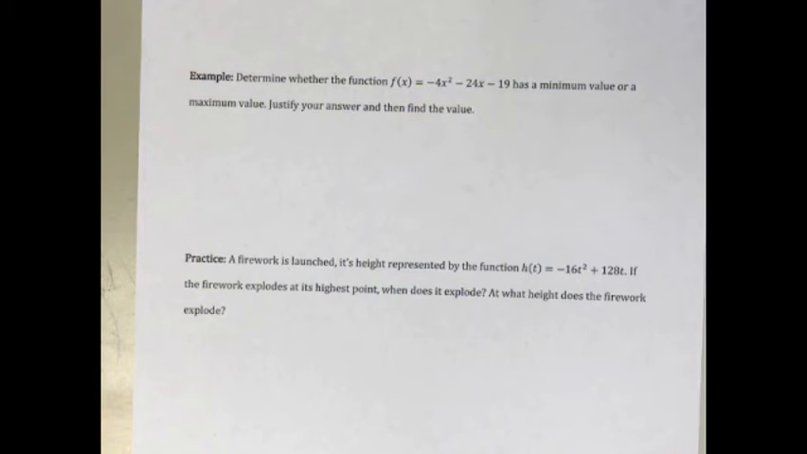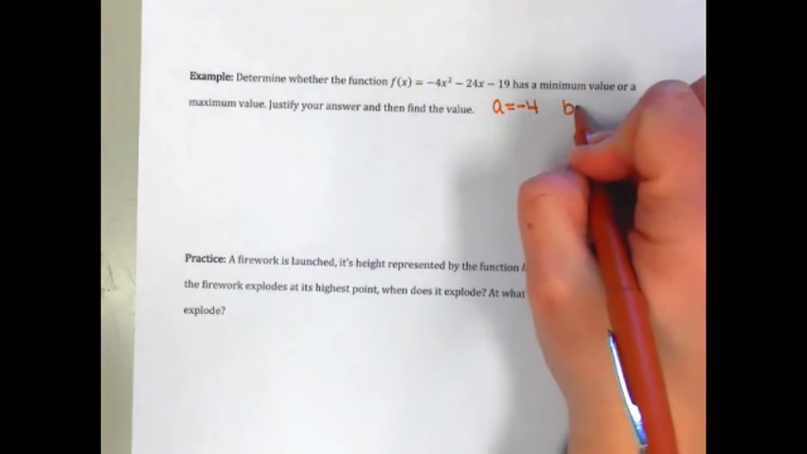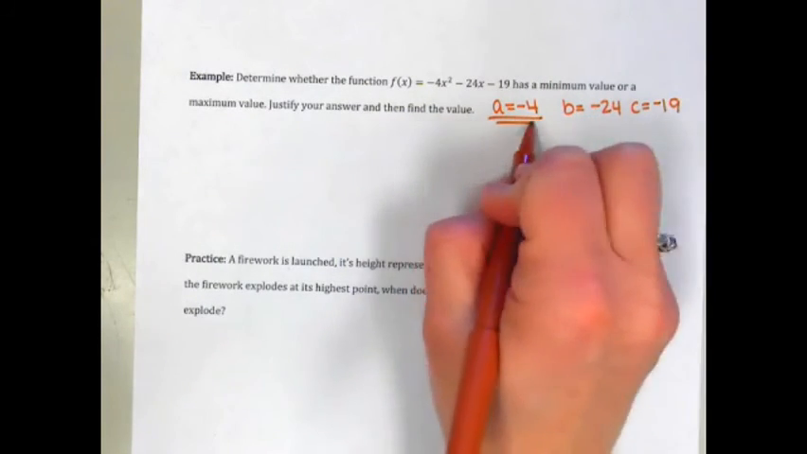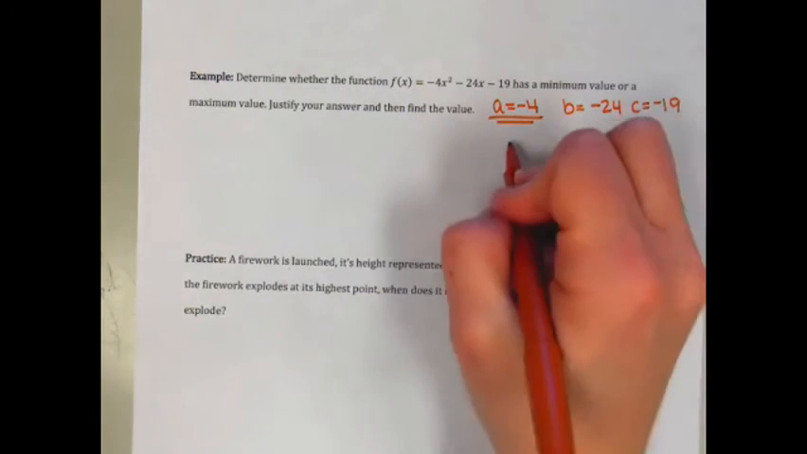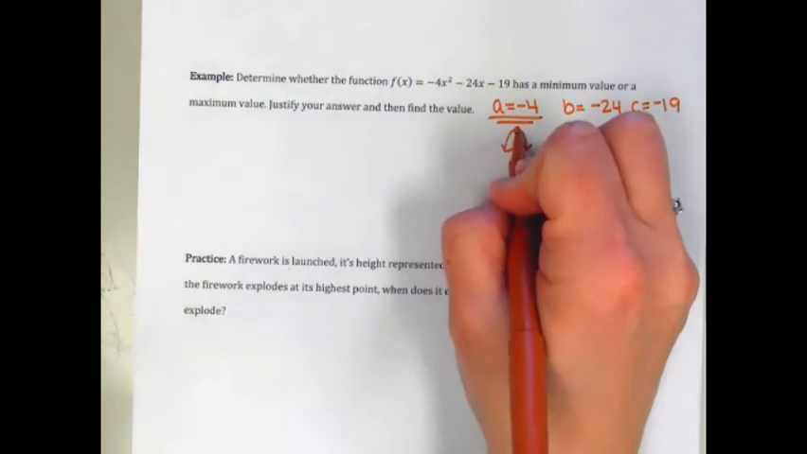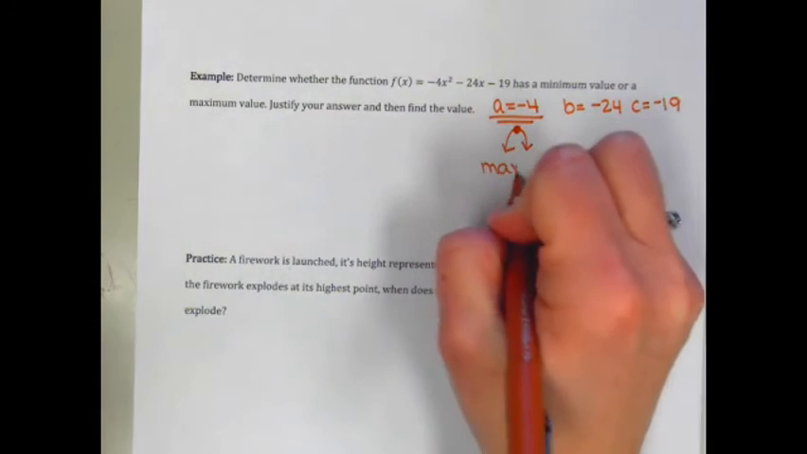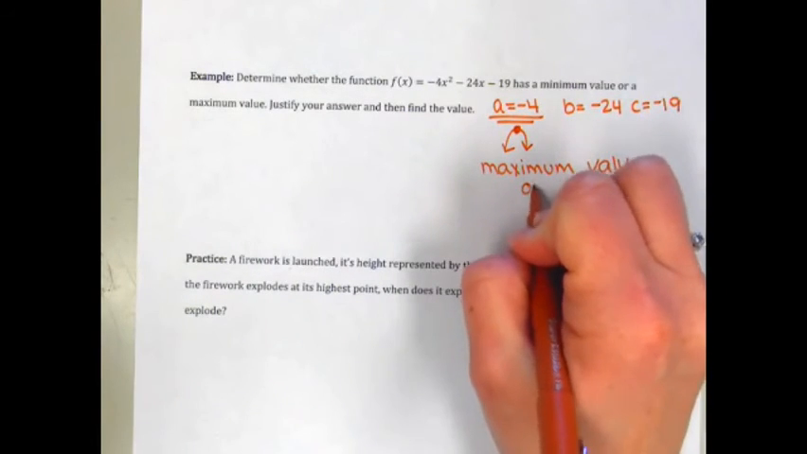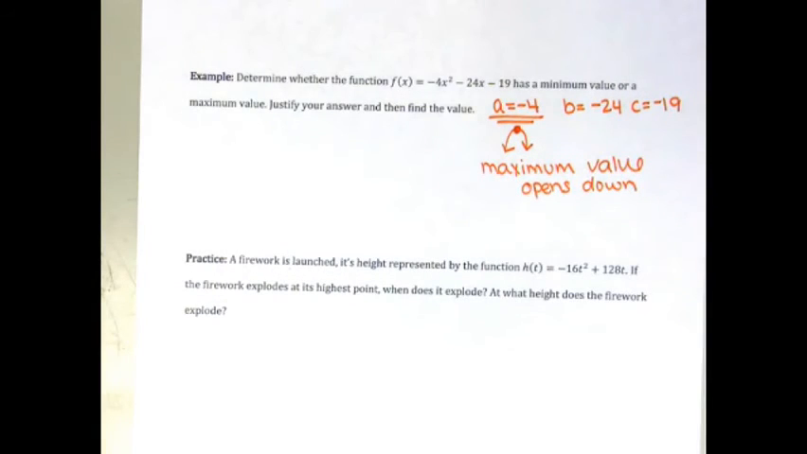So let me look at this. What is my a in this problem? -4. My b is 24, and my c is... All right, so our a, does this open up or open down? It opens down. So do we have a maximum or minimum? We have a maximum. So we're going to have a maximum value. Why? Because it says justify. Because it opens down. Right? So it's a reflection, right? Our transformation, it's a reflection.